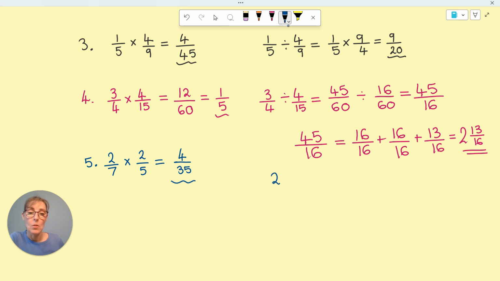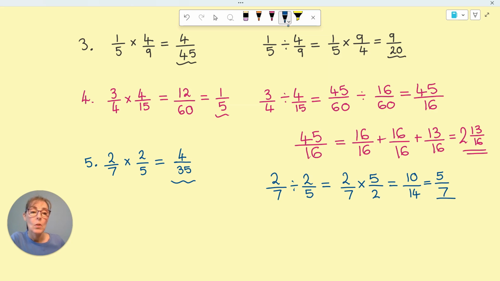Let's have a look here. So 2/7 divided by 2/5. I'm going to do the keep change flip. So 2/7 multiplied by 5/2. 2 times 5 is 10. 7 times 2 is 14. And they're both even numbers, so we can halve them. So half of 10 is 5, half of 14 is 7. So I've got 5/7 there.